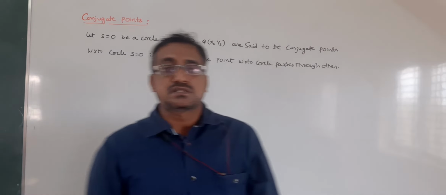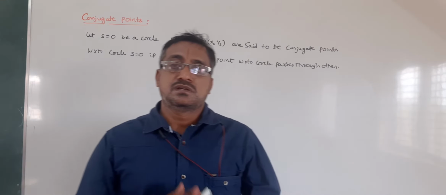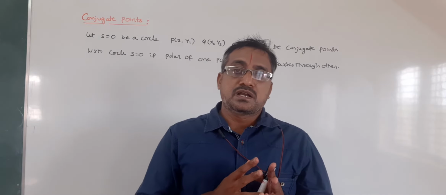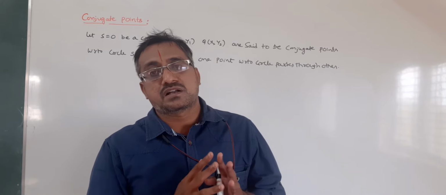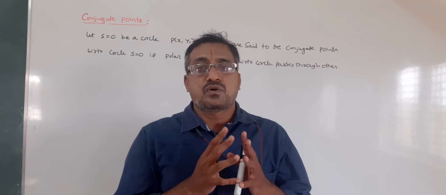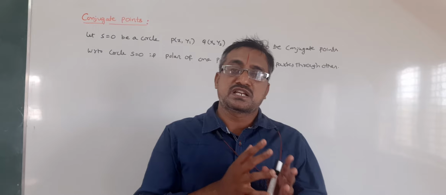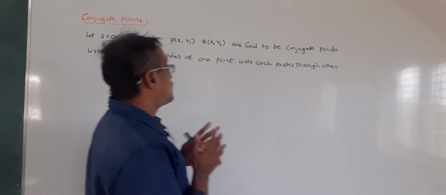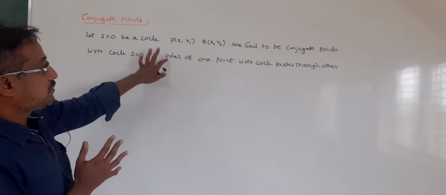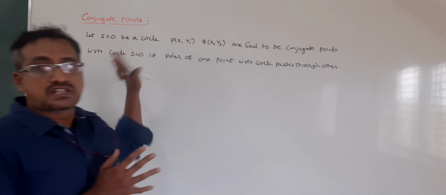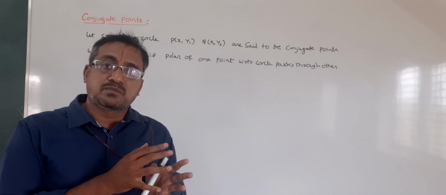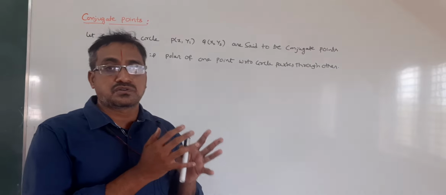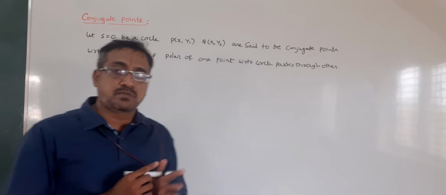Another important concept, conjugate points. Let S is equal to 0 be a circle. Two points P and Q are said to be conjugate if the polar of one point with respect to the circle passes through the other. So see this, if you find the polar of P with respect to the circle and that polar line passes through Q, then we say that those two points are conjugate points.